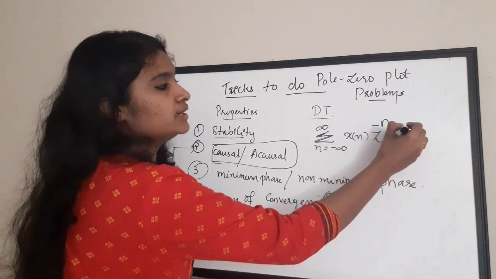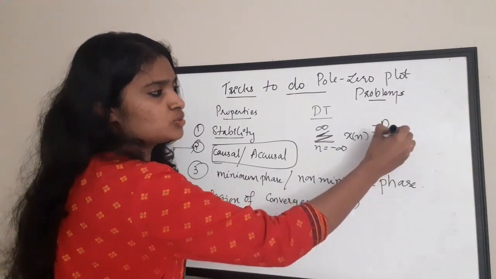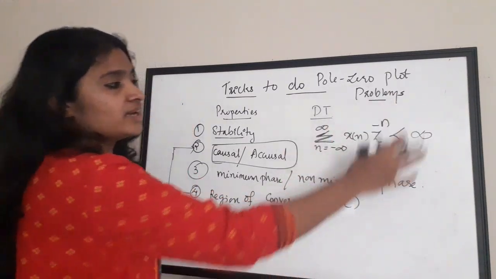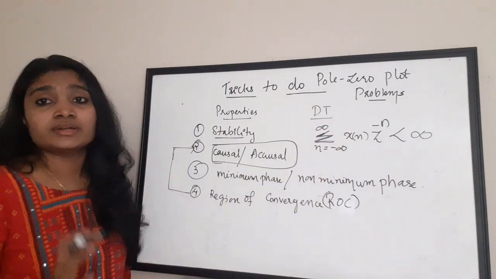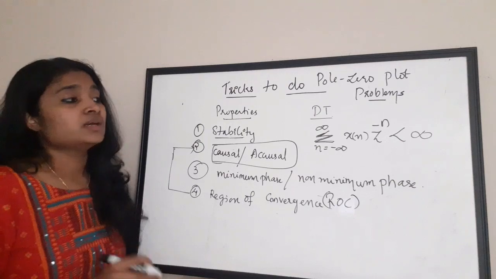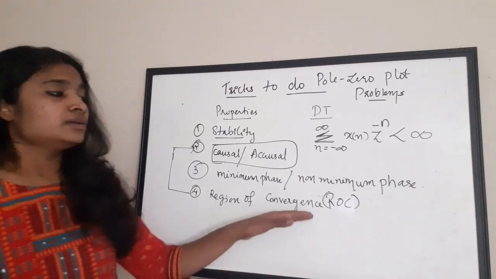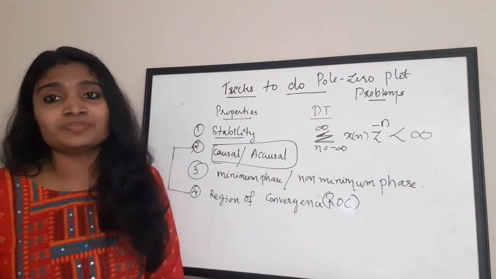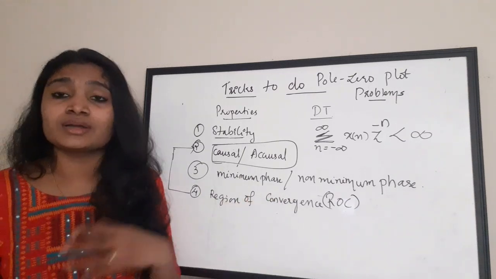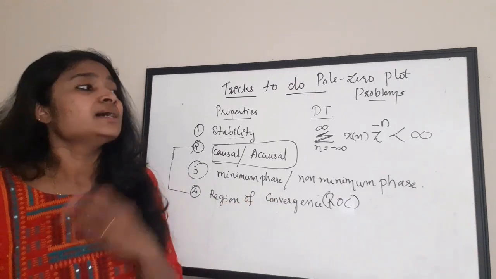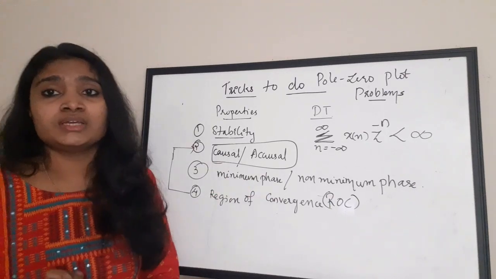So the condition is that the sum should be less than infinity. Where this condition is satisfied, that region is called your region of convergence. So that is the region of convergence for a system. It is defined for the Laplace transform and for the Z transform, that is for continuous time and discrete time systems separately, based on the transform conditions.